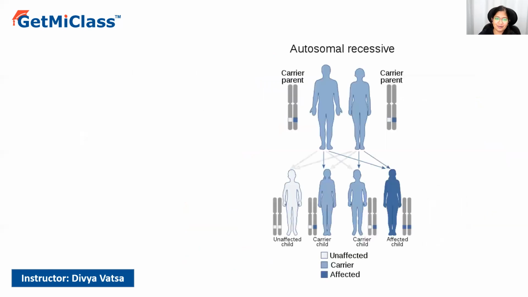Okay. So in the pedigree analysis, we'll see first autosomal recessive. In autosomal recessive, both parents can be carriers or one can be a carrier. But if only one is a carrier, then the child won't be affected. But if both the parents are carriers of the disease, then one child is going to be affected for sure. Two children can be carriers and one can be unaffected. So this is when it is present on the autosome and the disease is recessive.